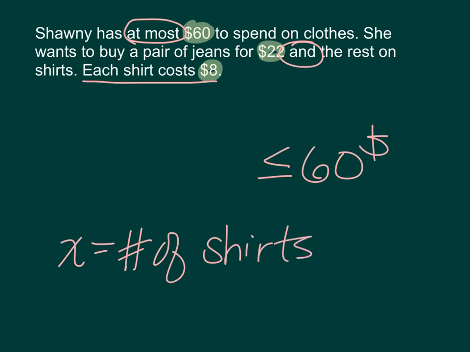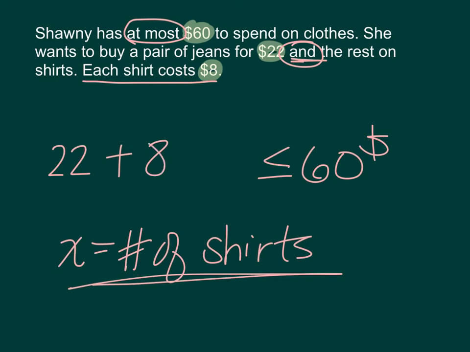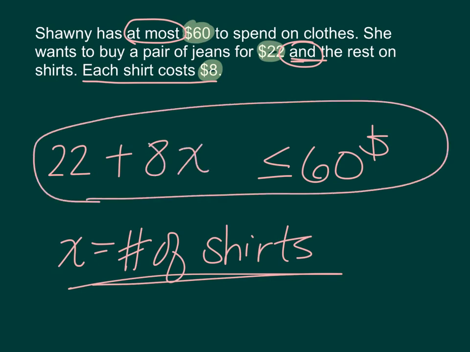I don't know. But she is going to buy a pair of jeans. That means one jean, right? That's $22. And plus in math means plus. She's going to spend the rest on shirts, number of shirts. I don't know how many shirts she's going to buy, but they cost $8 each. That's how you write it, right there. That's it. You don't need to solve it. You just need to translate it. That's it. Okay? Let's do another one.